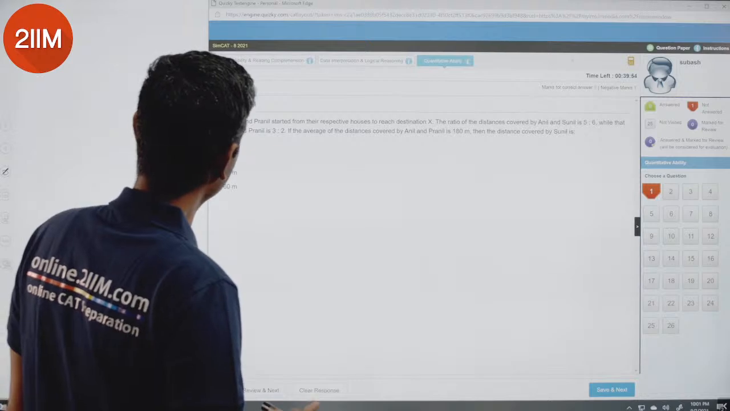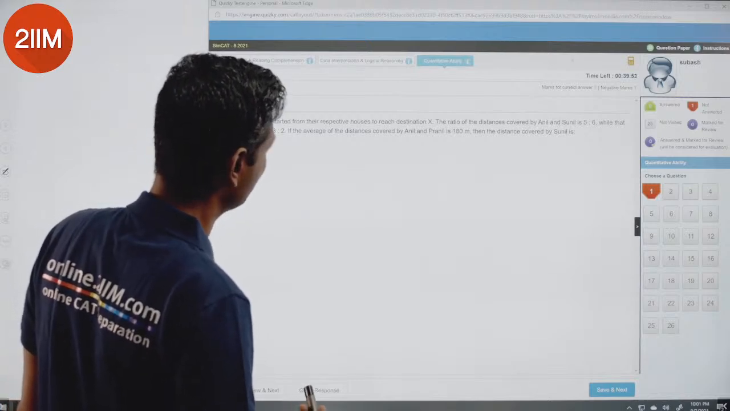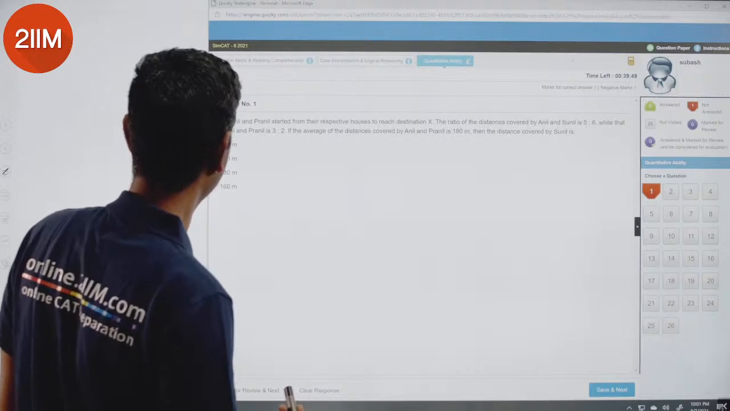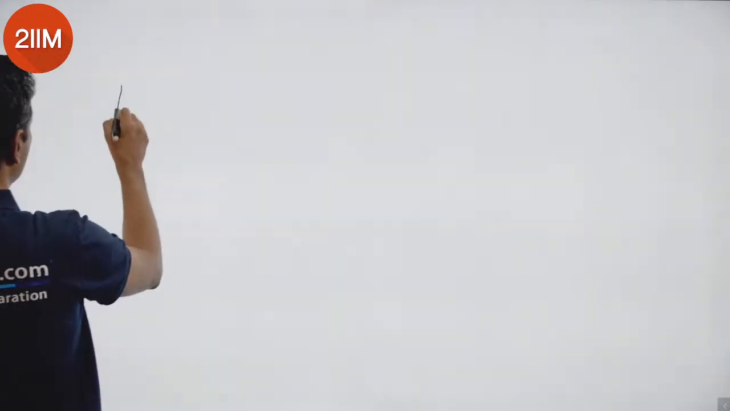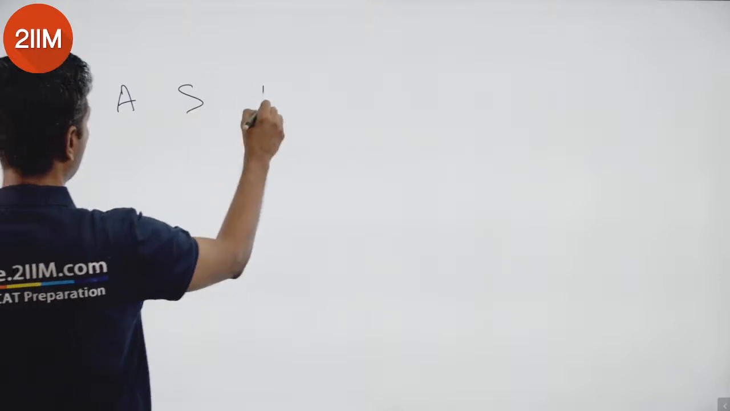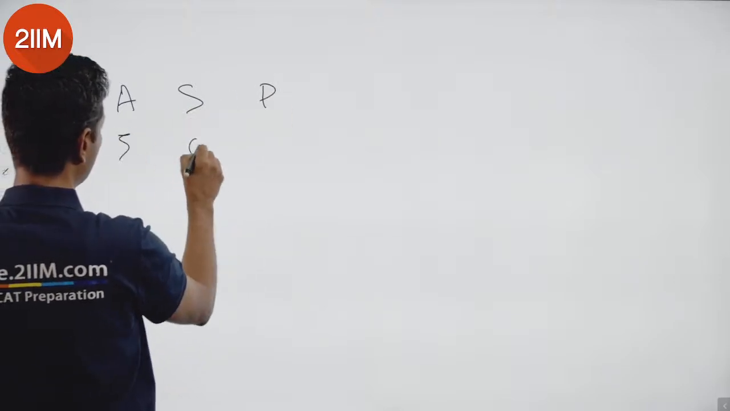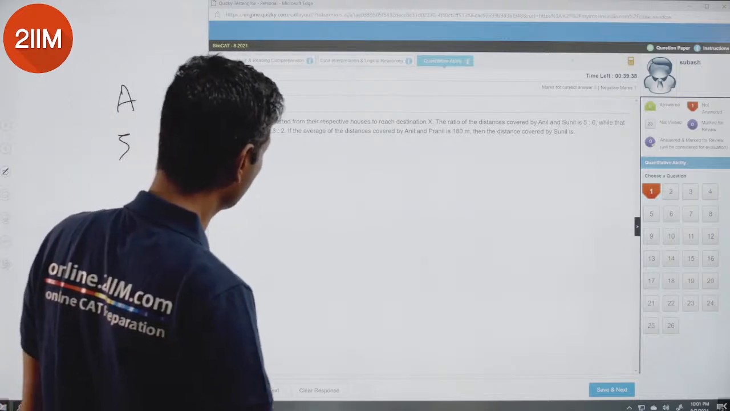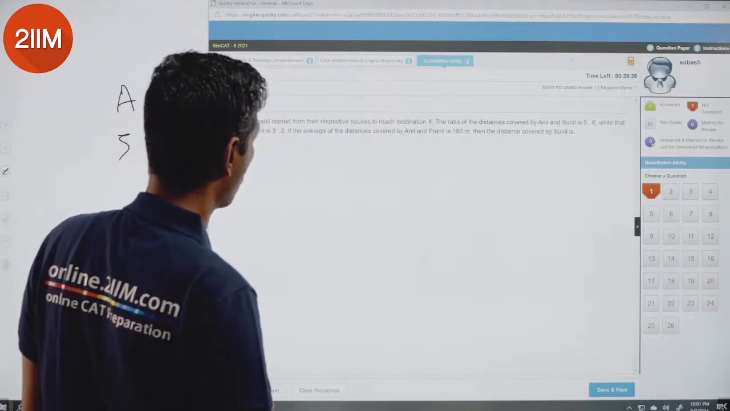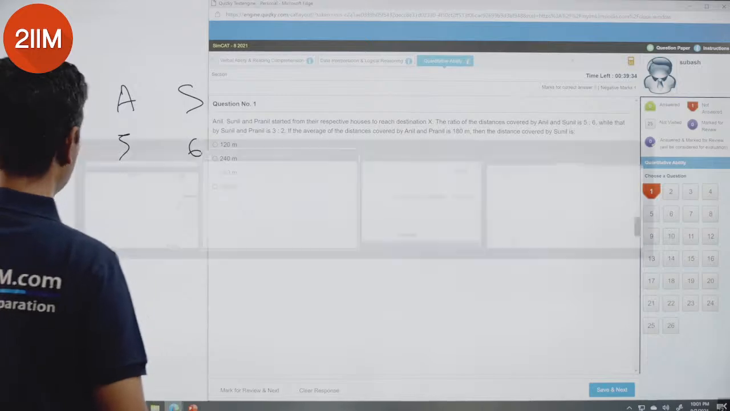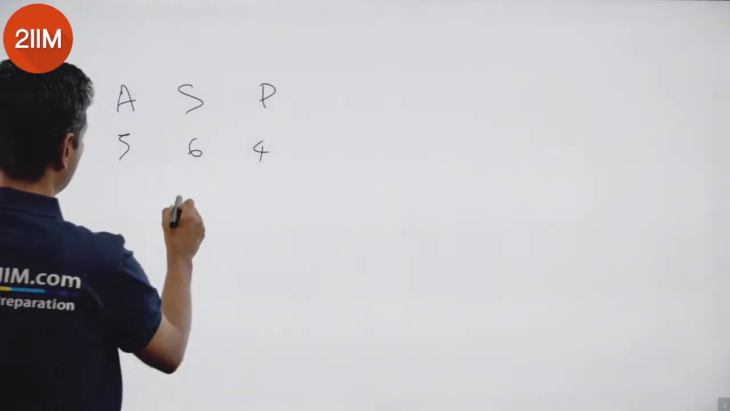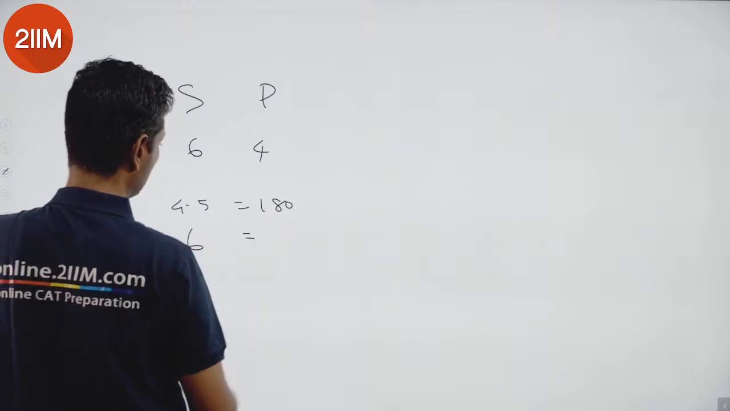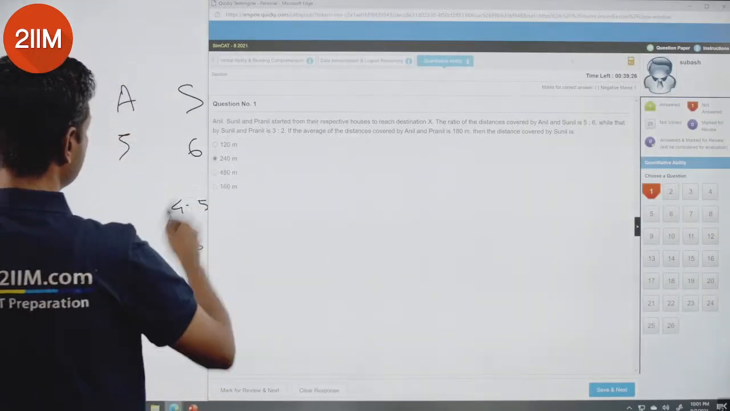A, B, and C started from their respective houses to reach destination X. The ratio of distances covered by Anil and Sunil was 5:6. By Sunil and Pranil is 3:2. So Anil, Sunil, Pranil is 5, 6, 4. The average of the distances covered by Anil and Pranil is 180. Anil and Pranil average is 4.5. 4.5 equals 180. What is 6 equal to? 240. Nice.